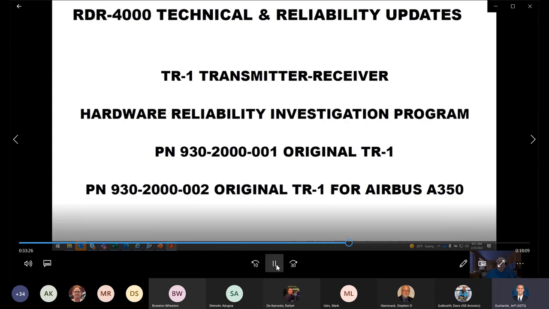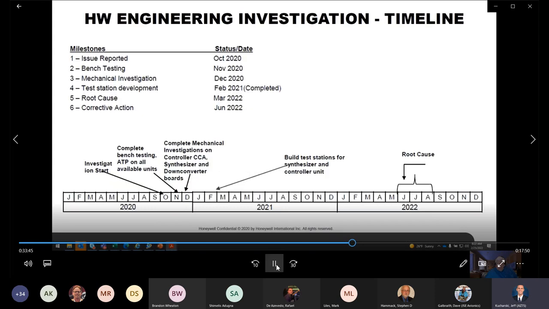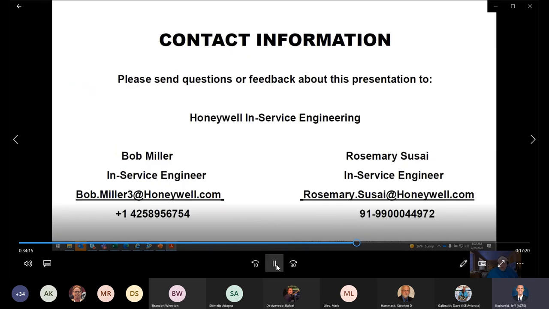We also have a reliability program in place for the older TR1 units, the 930-2000-1 Legacy for both Boeing and Airbus, and for the older 930-2000-2 original TR1 for the Airbus A350 programs. The engineering investigation for the older TR1s is still in progress. And we're now expecting a root cause to be determined by June of 2022, followed by corrective actions. And of course, we'll need to gain approvals from the OEMs, Boeing and Airbus, before release of the vendor service bulletin.